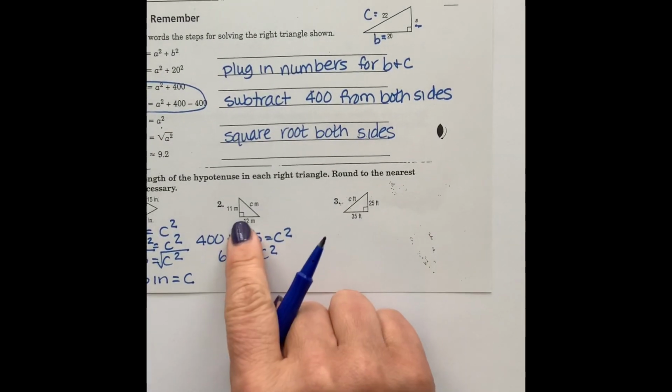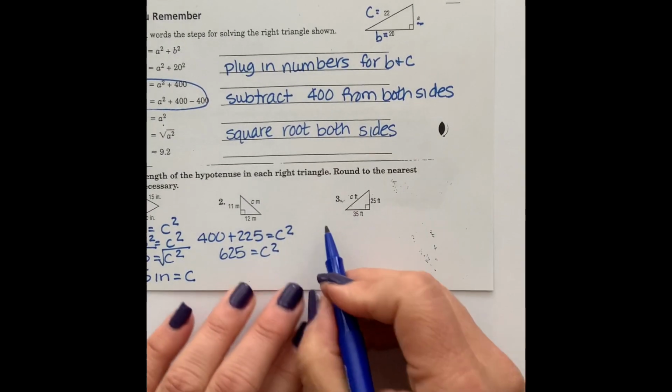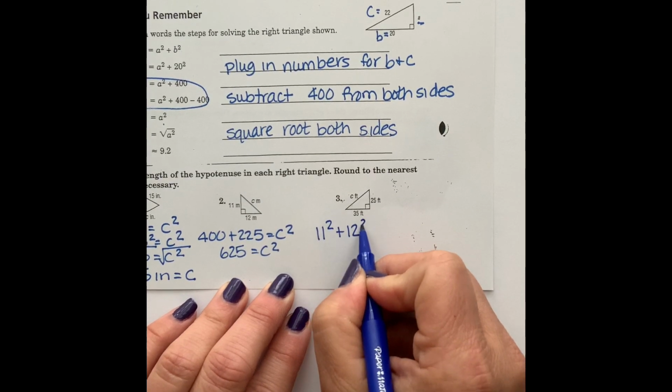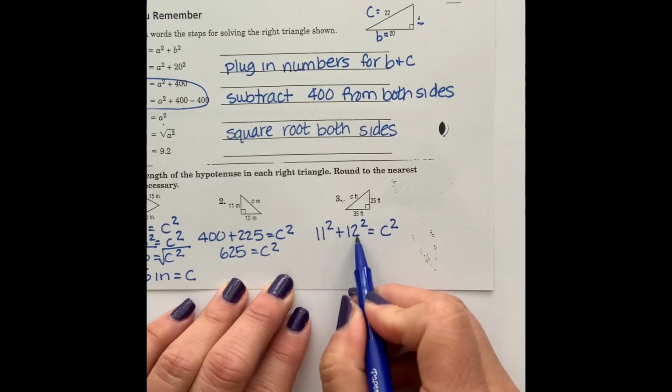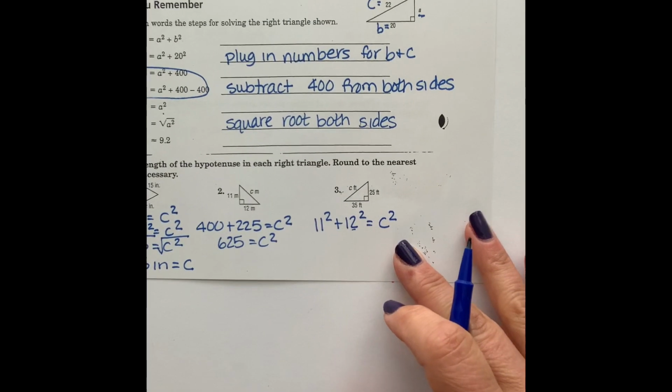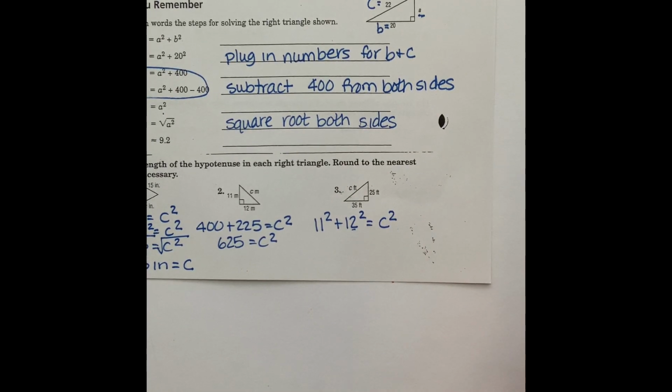So I want you to try this one because it's finding C again. So you're going to write out the 11 squared plus 12 squared equals C squared. Remember, A and B are interchangeable. It doesn't matter which one you pick for A and which one you pick for B. All right, so pause it and try it, and then unpause to check.